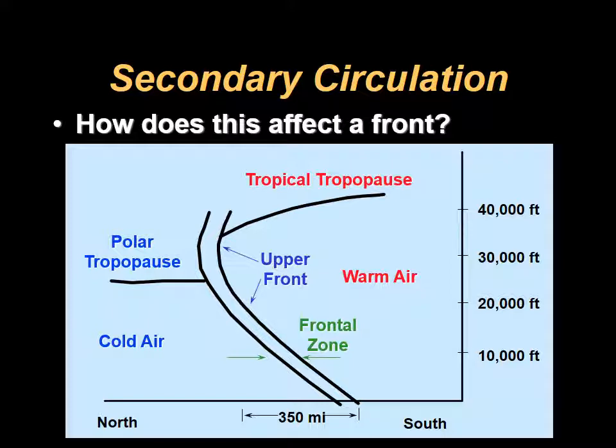So first off, remember this picture? We talked about the cross-section of a front, looking at the cold air to the north and the warm air to the south. You've got a frontal zone, a lower portion and an upper portion, and then the tropopause. Remember that the tropopause is lower over the cold air and higher over the warm air.